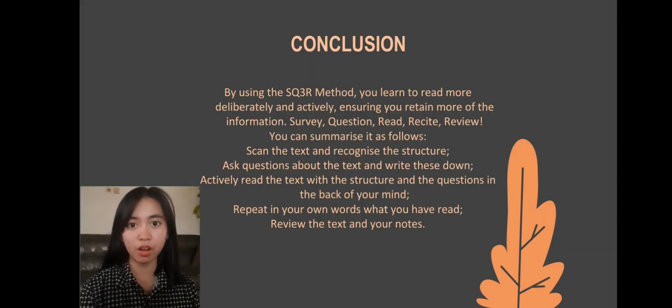Okay, the conclusion of our materials today is that by using the SQ3R method, you learn to read deliberately and actively, ensuring you retain more of the information. Survey, question, read, recite, and review. You can summarize it as follows. Scan the text and recognize the structure. Ask questions about the text and write them down. Actively read the text with the structure and the questions in the back of your mind. Recite in your own words what you have read, and review the text and your notes.